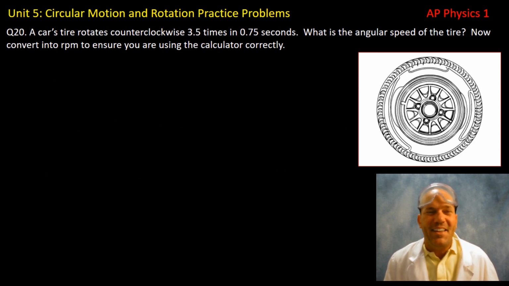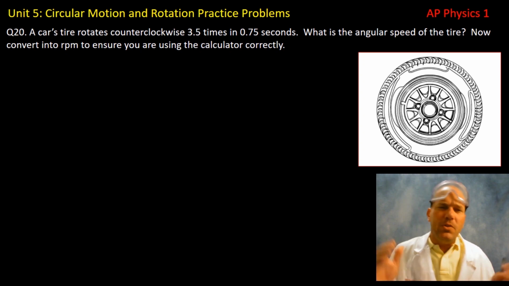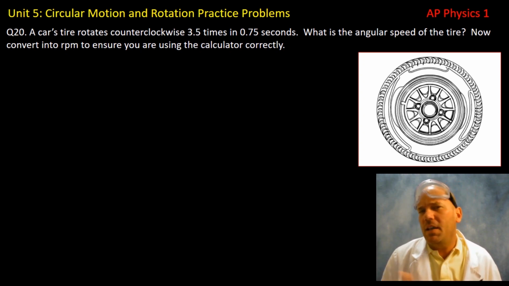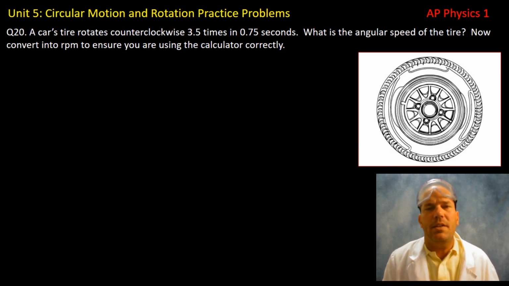Okay. In question 20, we have a car's tires, and they are rotating counterclockwise 3.5 times in 0.75 seconds. What is the angular speed of the tire? And then you're asked to convert that into revolutions per minute. As I've said in class, I want to make sure that you are using your calculator correctly and actually dividing by the right quantities. Okay, so let's go ahead and get started with this one.